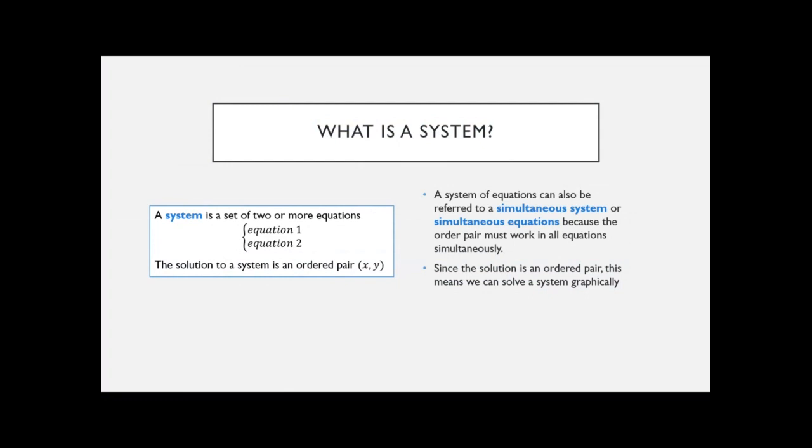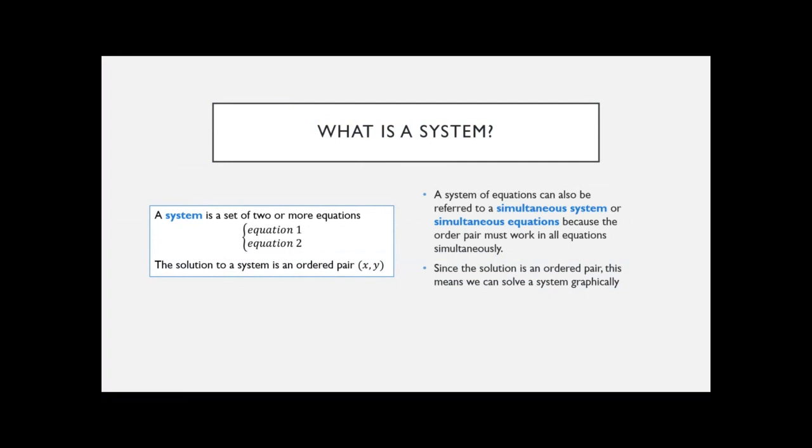these are considered together. Now, in engineering, these are often referred to as simultaneous systems or simultaneous equations instead of linear systems or systems of equations, because you're looking for an answer that works in all of them simultaneously, or at the same time.